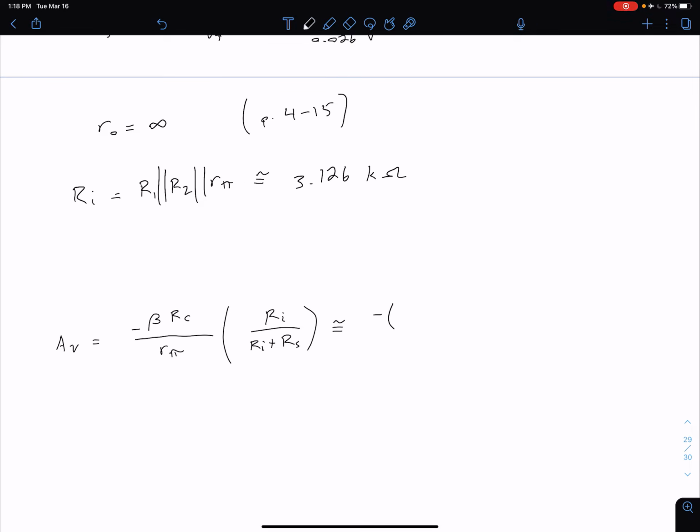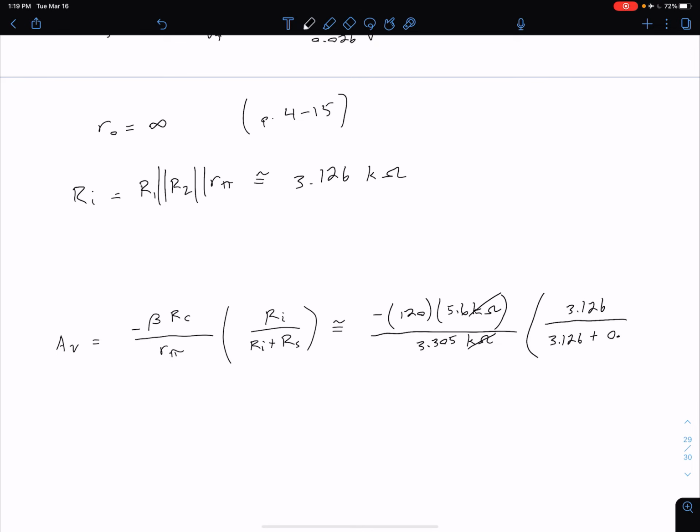So we have our beta, which is 120, our RC, which is 5.6 k ohms, we have our R pi, which is 3.305 k ohms. Of course the k ohms are going to cancel out. And same thing in this ratio if we use k ohms and k ohms. So we have our 3.126 k ohms for our Ri, 3.126 again, and then 0.5 k ohms for our Rs. So we want to make sure we put that in k ohms.